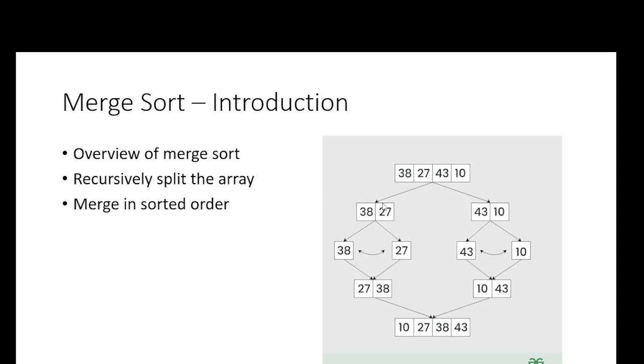Like for example, here 38 and 27, I split that into 38 and 27 like this, and then I sort it. Here also I split it to every element level, and then I sort the result. So here I'm getting 10 and 43. Then here I have 27, 38, 10, 43. So when I'm merging it all, I'm getting 10, 27, 38, 43. This is the final result that I get.